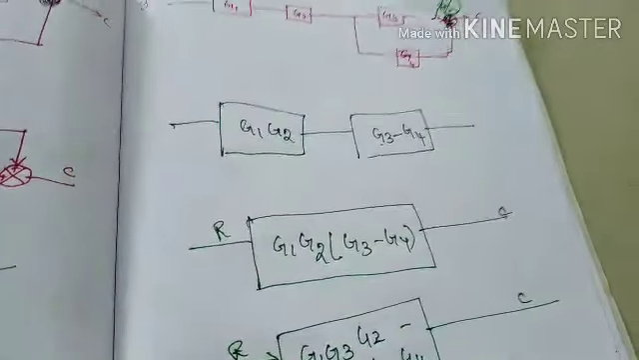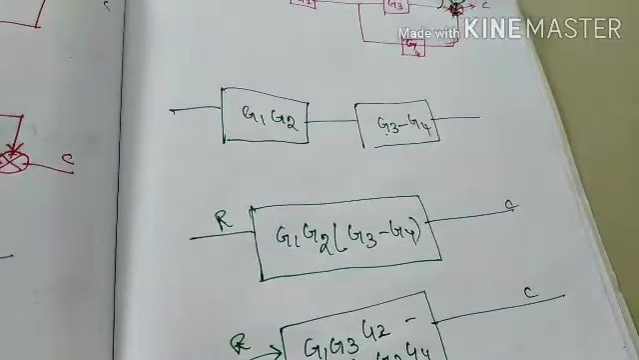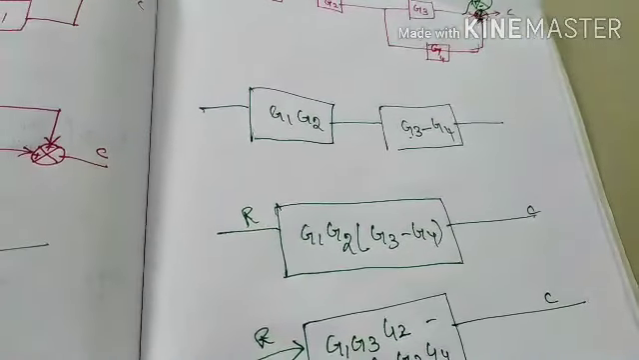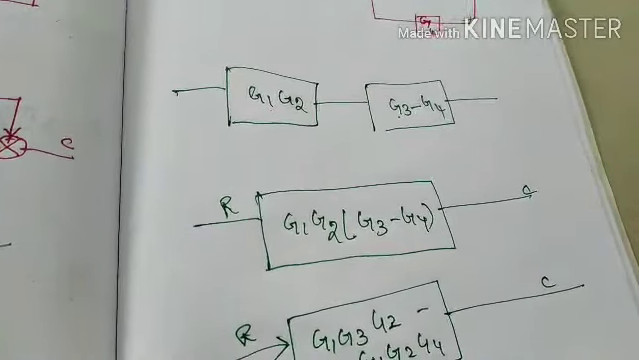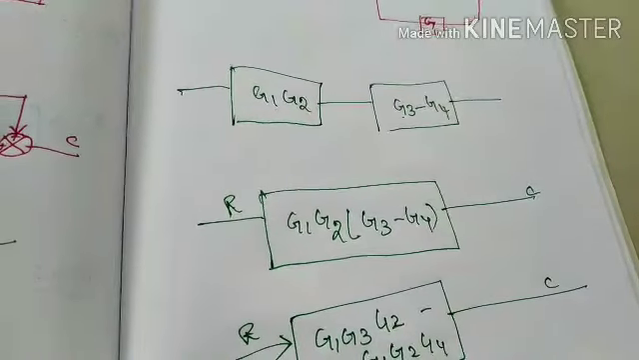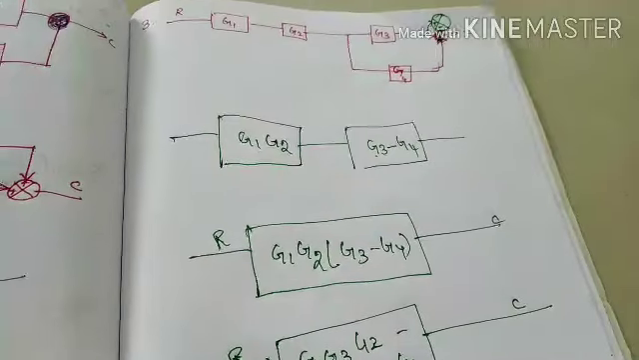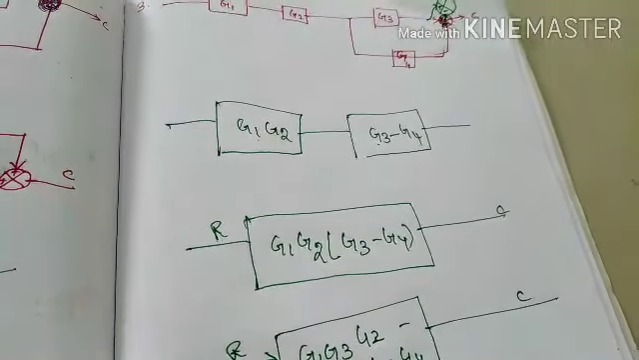So likewise, this kind of simple problems only they will ask in the title of block diagram reduction. For that also they will give multiple choice options. From that we can select the answer. Even within a few seconds we can solve this kind of problems, right?